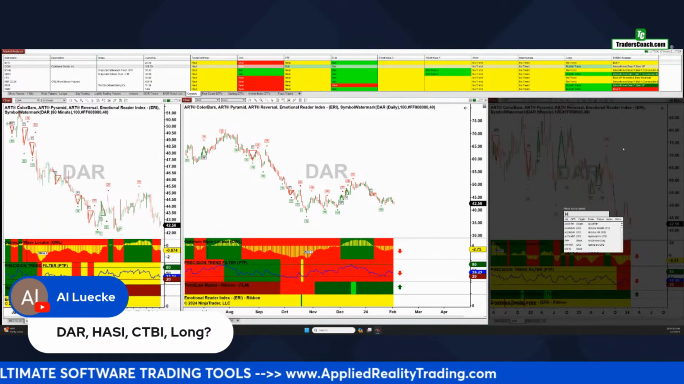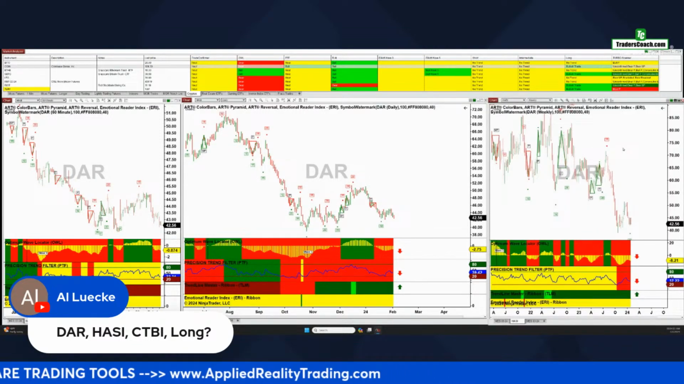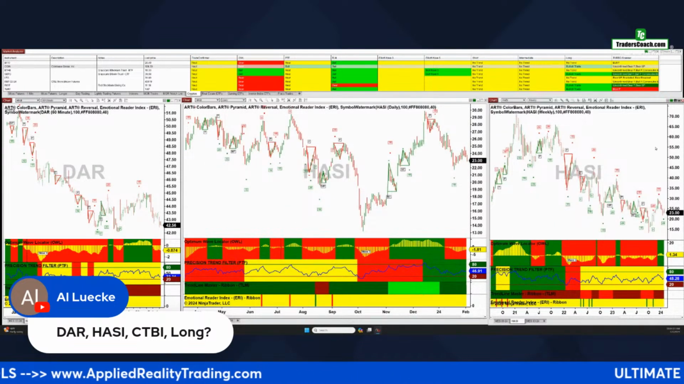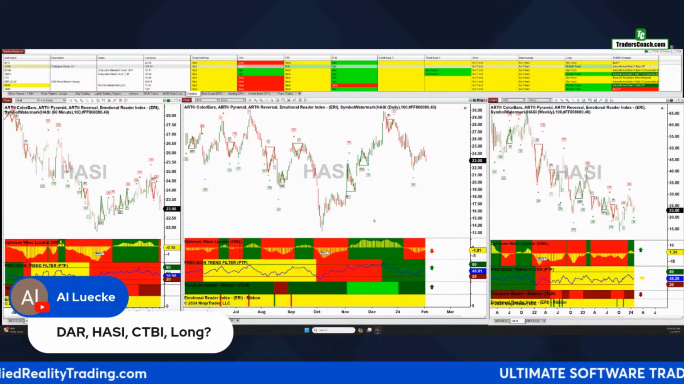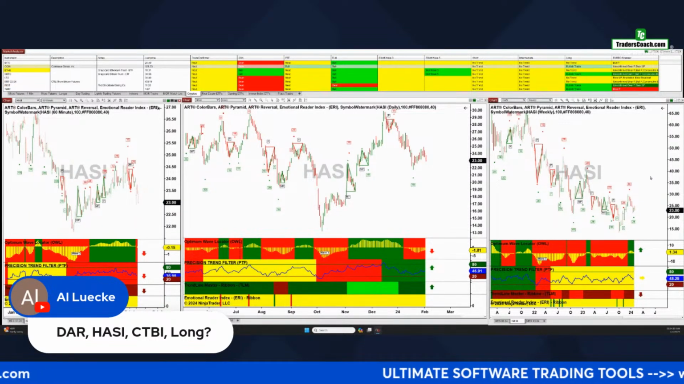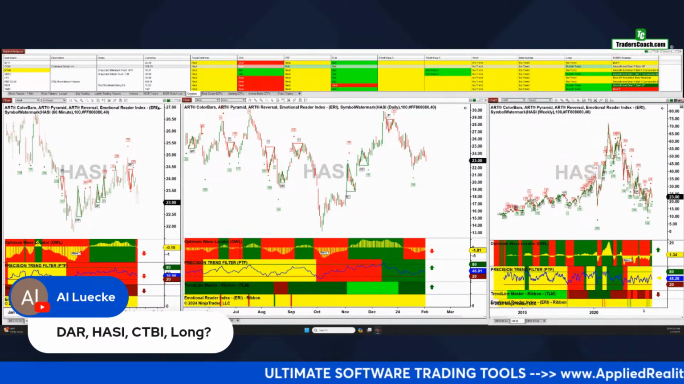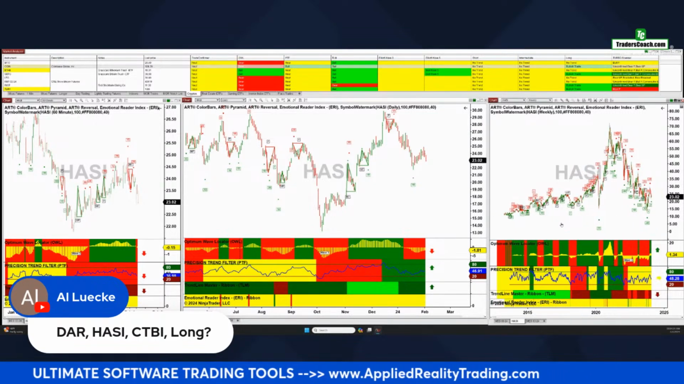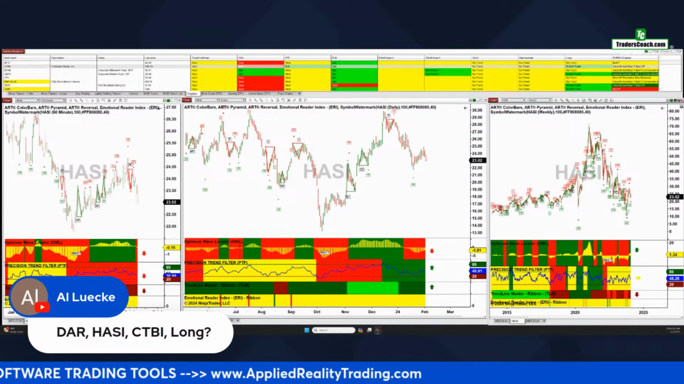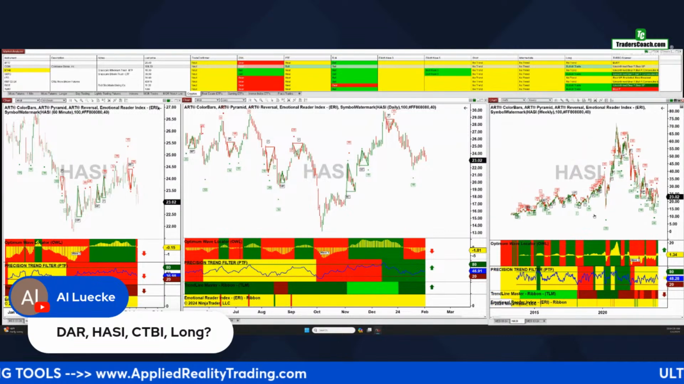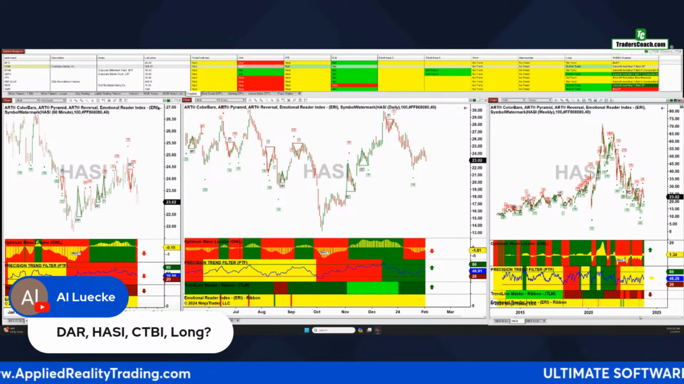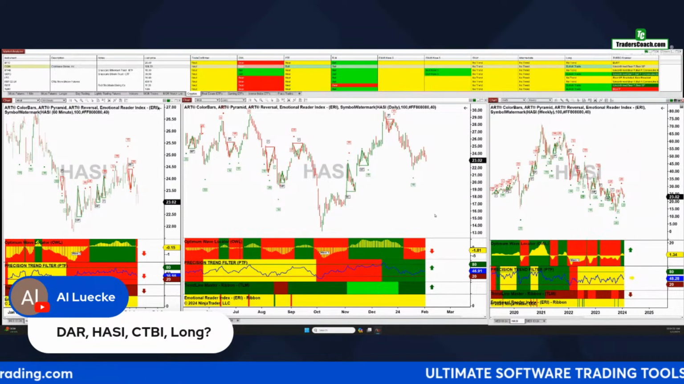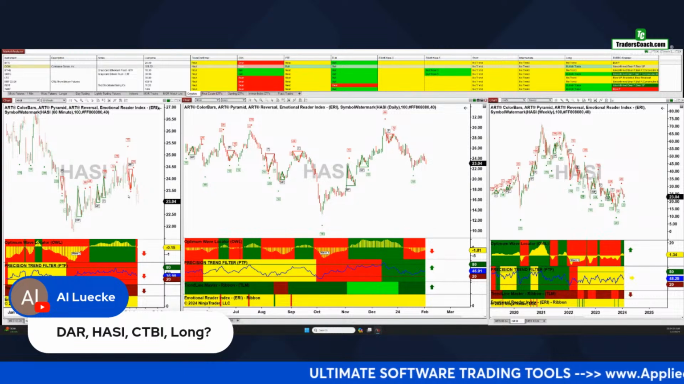All right, let's take a look at HASI. Got a second to load. All right. Okay, we go back to what, 2014 on this stock? All right, big move down, just made a fairly low, multi-year low right here. Okay. Green PTF here, red PTF here.